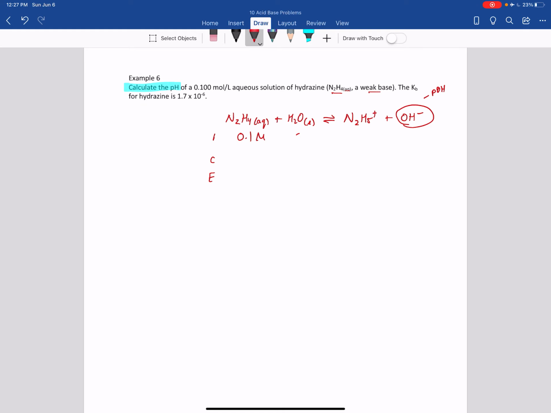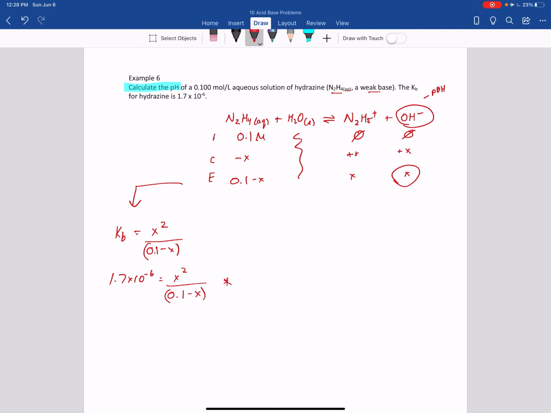So we've got an initial concentration, no products. We lose our reactants. Okay, and everything's 1 to 1, so we've got 0.1 minus x, x, and x. So now we do know Kb. We'll solve for x that way, and that'll let us find out the hydroxide concentration and then relate that back to the pH. So we've got x squared over 0.1 minus x, and 1.7 times 10 to the negative 6 equals x squared over that.